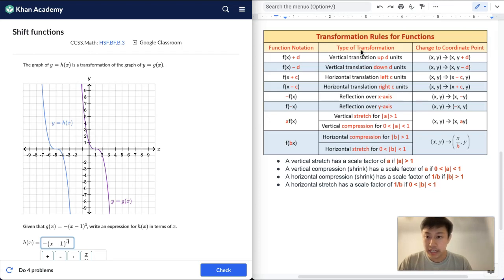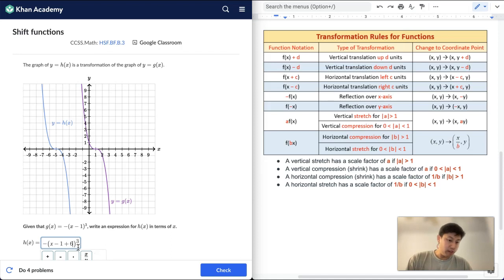I'm going to go to my handy dandy notes here. If we're going left 6, that means I have a horizontal translation left of 6 units. That means inside of your function, we're going to add that number of units inside. This says plus c. We went left 6 units, so we're going to add 6 inside here. A really simple way to do it is just like this: inside your cube, plus 6.